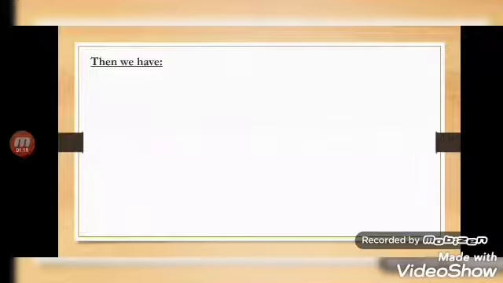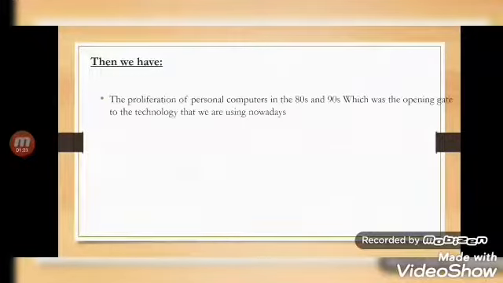Then we have the second stage, which is the proliferation of personal computers in the 80s and 90s, which was the opening gate to the technology that we are using in the present. This led us to easier data collection and processing and creating an interconnected environment, which allowed us to make huge progress in the field of technology and invent more and more.